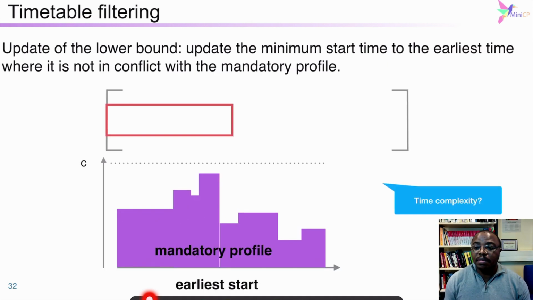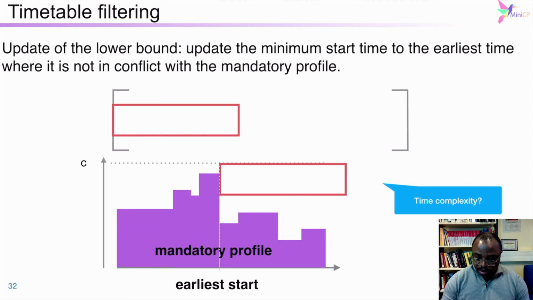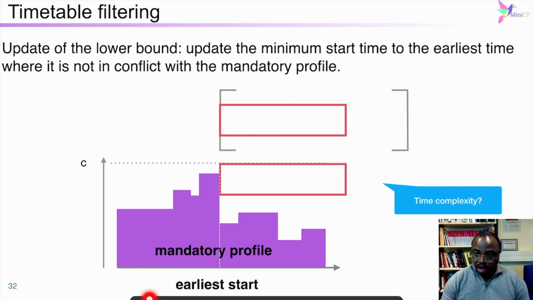The idea of the timetable filtering is to check the consistency of the current start time of an activity. If starting an activity at the early starting time without interruption can create a violation of the resource capacity, then the activity has to be shifted to the earliest time where the violation is avoided. For each activity, we iterate the profile in linear time. Therefore, the overall complexity is n squared.